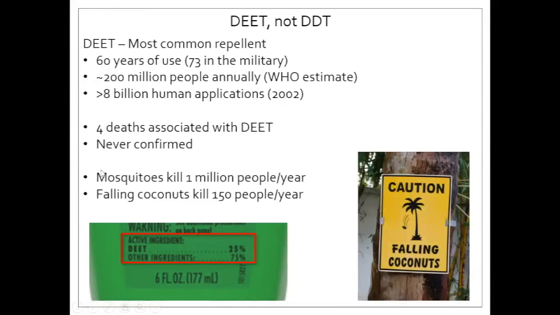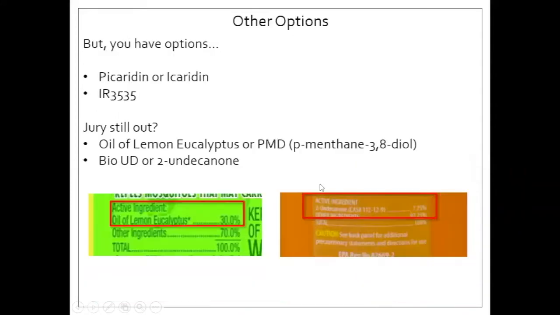And then compare this to the fact that mosquitoes kill 1 million people per year, and even falling coconuts kill 150 people per year. DEET's about as safe as you can get. You weigh the costs and benefits of using DEET. But you do have other options.